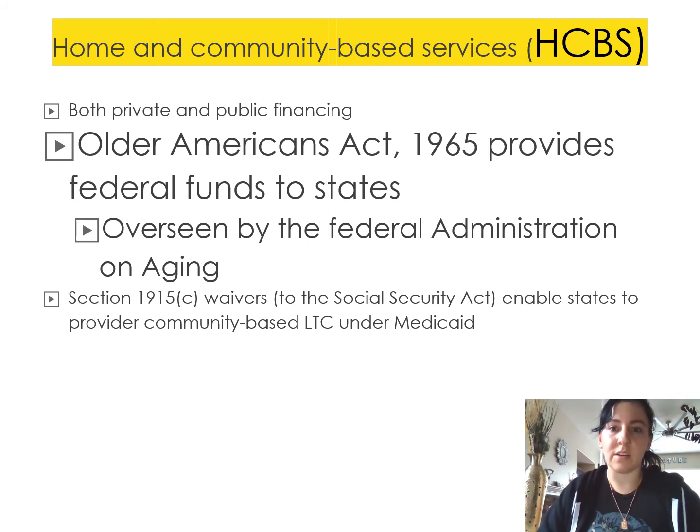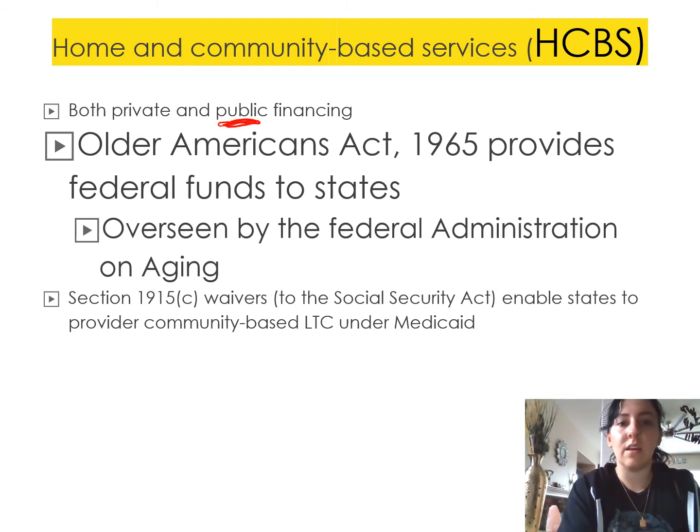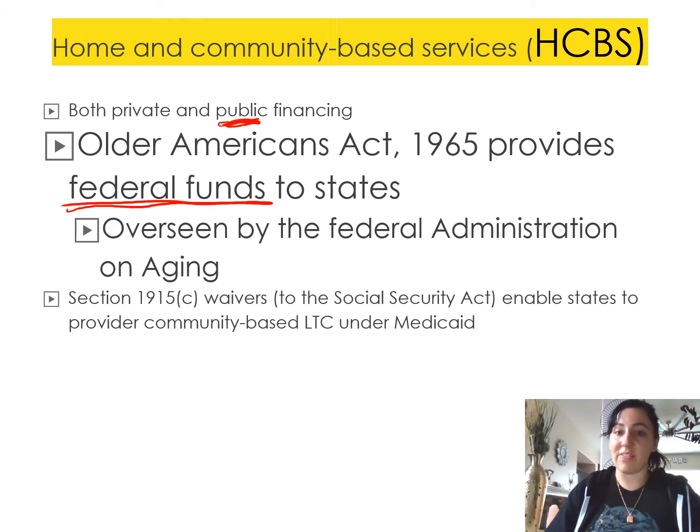Home and community-based services. So how are a lot of these things financed? Okay, a lot of the home and community-based services are financed by private and public. So we got public financing. All right, Older Americans Act is definitely going to be public financing. These are federal funds that the federal government gives to the states. Okay, and the states can allocate these funds to different community or home-based services for the older Americans.